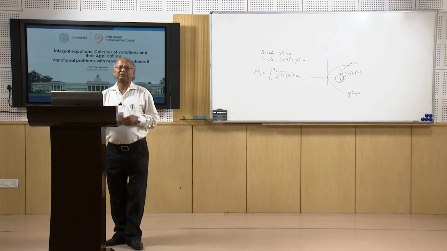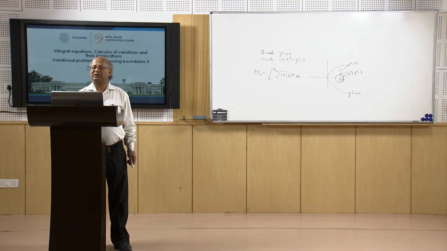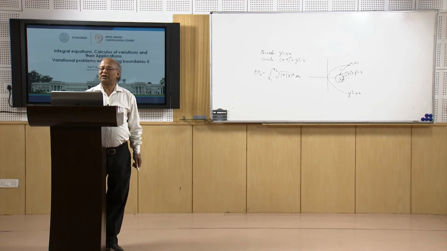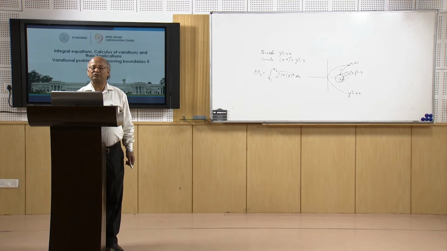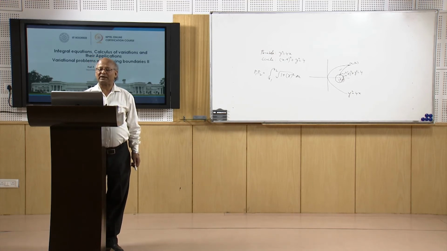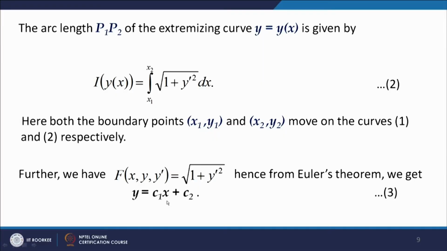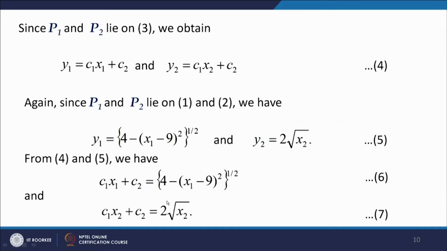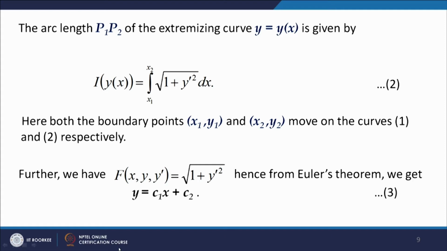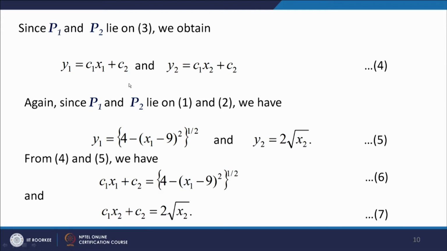Here we note that both the endpoints (x1, y1) and (x2, y2) are moving. (x1, y1) is moving on the circle while (x2, y2) is moving on the parabola. Now here f(x, y, y') is under root (1 + y'^2), and therefore from Euler's theorem we get that y = c1 x + c2. Since P1 and P2 lie on this equation of a straight line, we get y1 = c1 x1 + c2 and y2 = c1 x2 + c2.